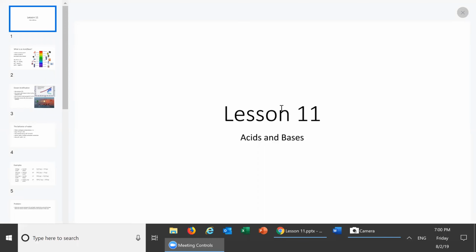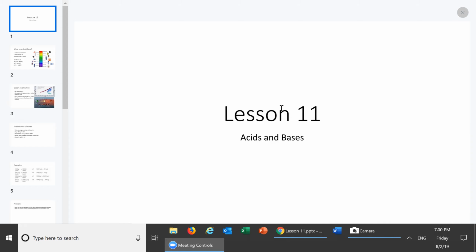Today, we're going to talk about acids and bases. So acids and bases are a specific type of equilibrium. If you're ever confused, just remember that these still follow the same mathematical rules and principles as other equilibrium reactions, okay?